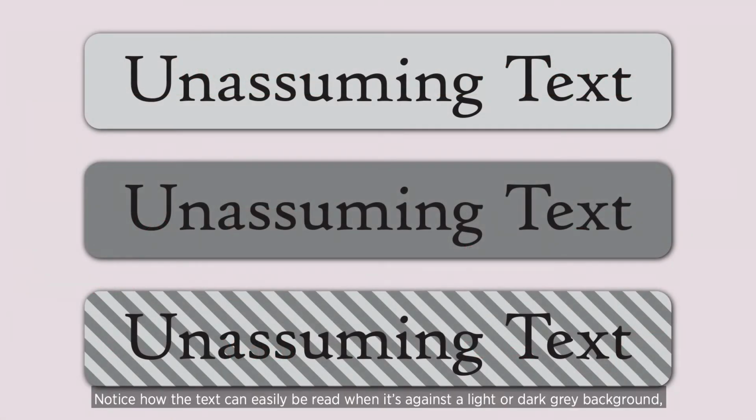Notice how this text can easily be read when it's against a light or dark gray background, but when that background gets striped, things get a lot more difficult. Those stripes make edges that demand your brain's attention. They act as a form of noise, making it hard for you to pick out the important edges, the ones that define the shape of the words. Sometimes we want to get rid of competing edges that pull attention away from the ones that we want readers to notice. So, one option is to judiciously blur things.